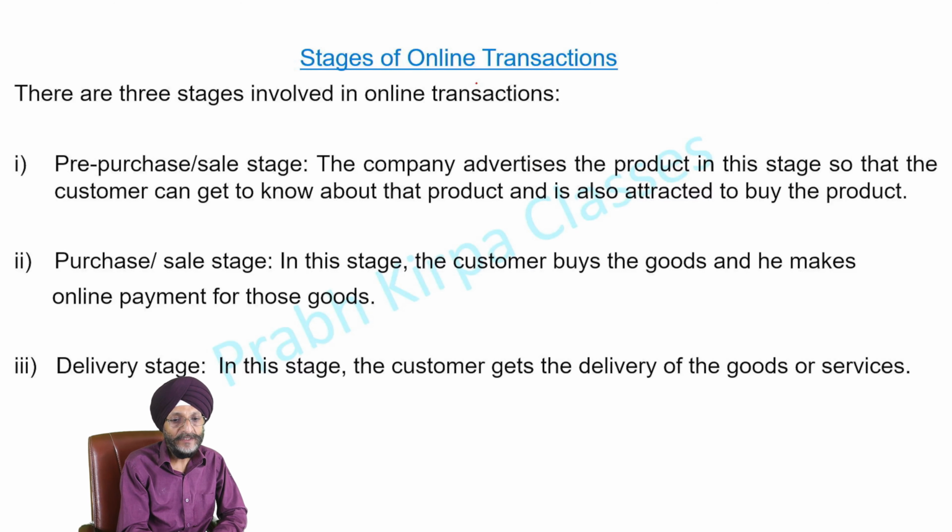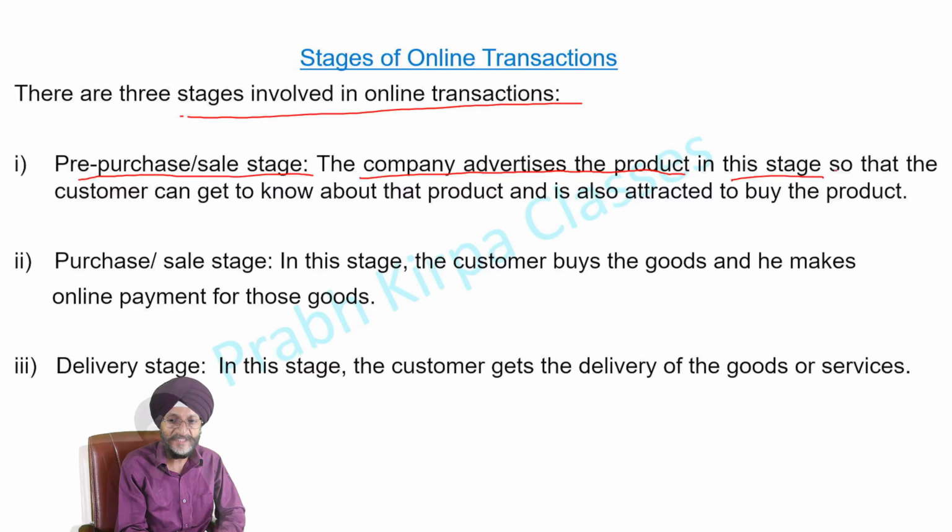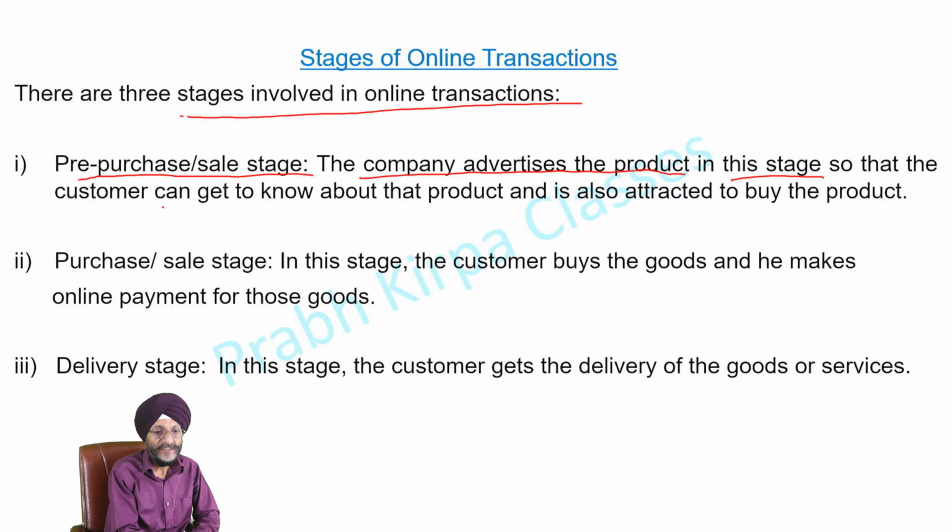Now, the next point is stages of online transactions. There are three stages involved in online transactions. First is pre-purchase or sale stage. The company advertises the product in this stage so that the customer can get to know about that product and is also attracted to buy the product.